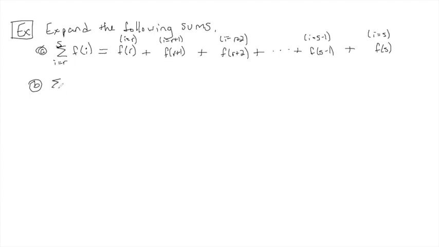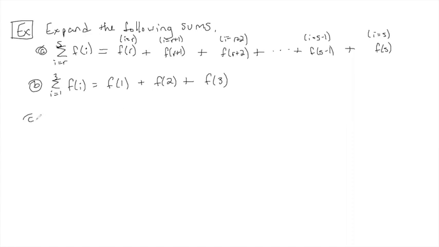All right, let's try something a little more explicit. i equals 1 to 3, and we'll keep the same function f of i. So I plug in the bottom number, f of 1, plug in the next number, which is 2, and then I plug in 3, and now I'm done because I've hit the top. So I put pluses in between, and I'm done.